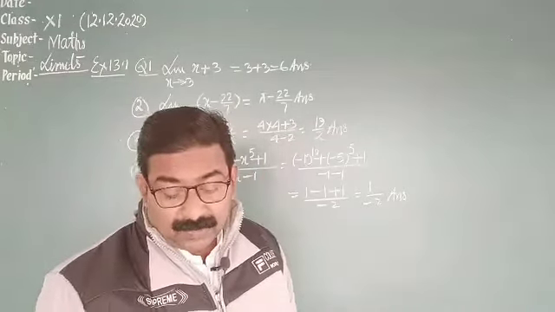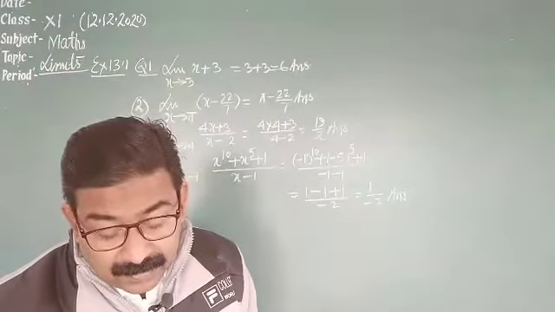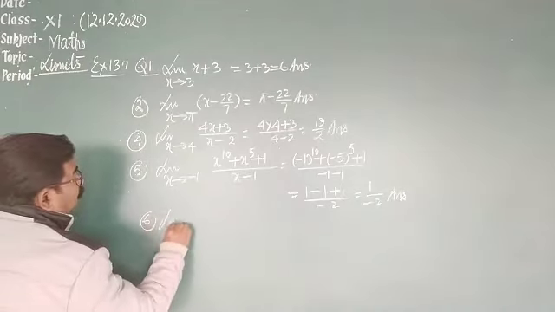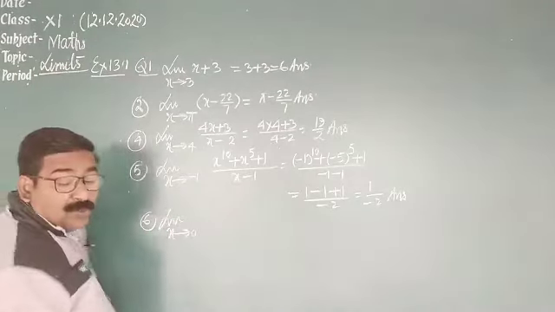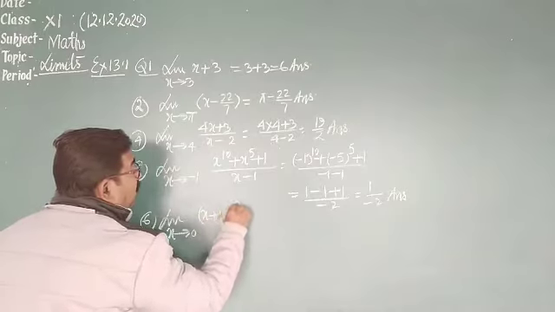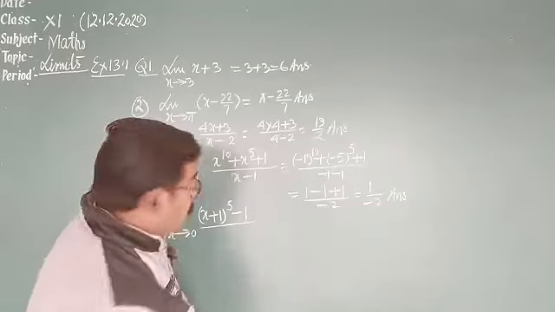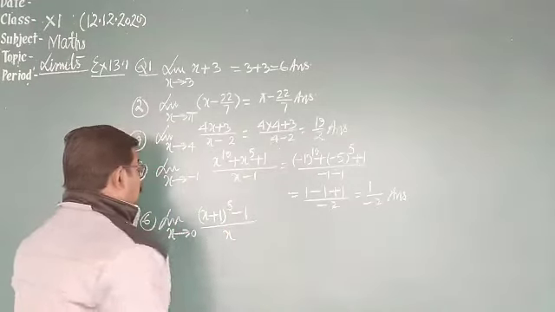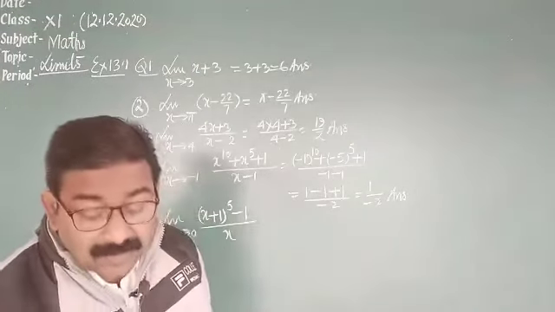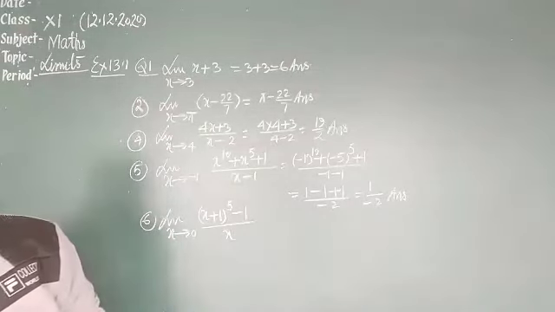Next question is question number 6. See, we have limit x tends to 0, ((x plus 1) to the power 5 minus 1) upon x. See, this question is of the form 0 upon 0. So let me solve it properly.